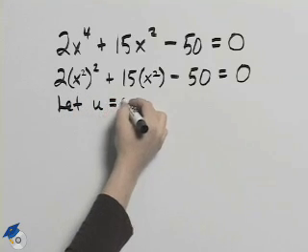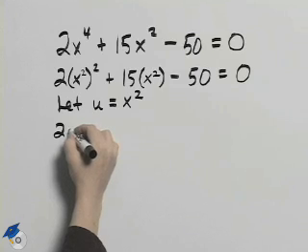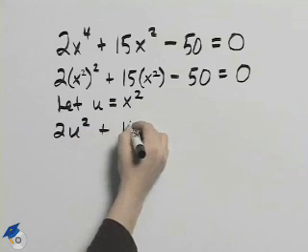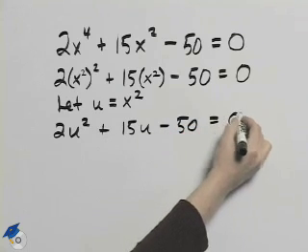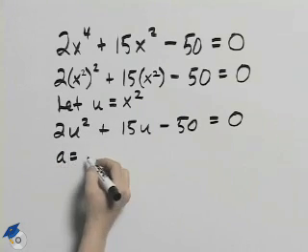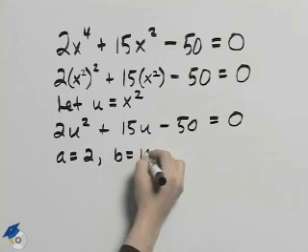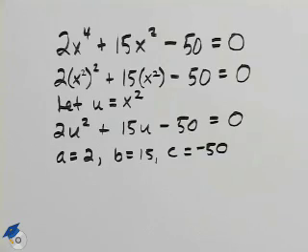At this point, I will do a substitution. I will let u equal x squared. And so doing that will allow us to write 2u squared plus 15u minus 50 equal to 0. Now we have a quadratic equation that we can solve. I'll use the quadratic formula to do so. Here we have a is 2, b is 15, and c is negative 50.